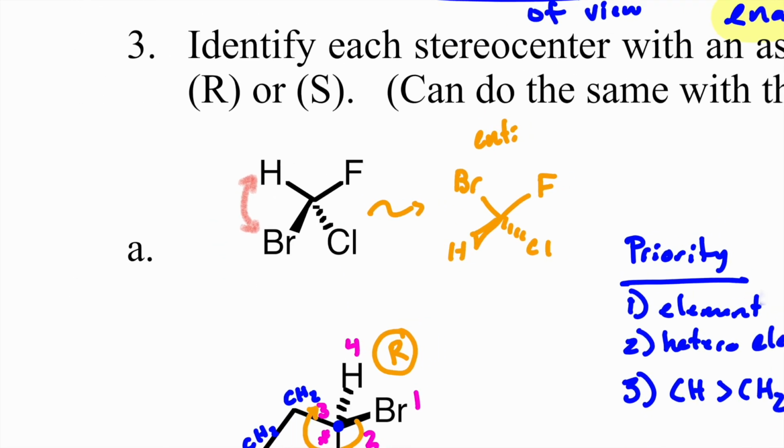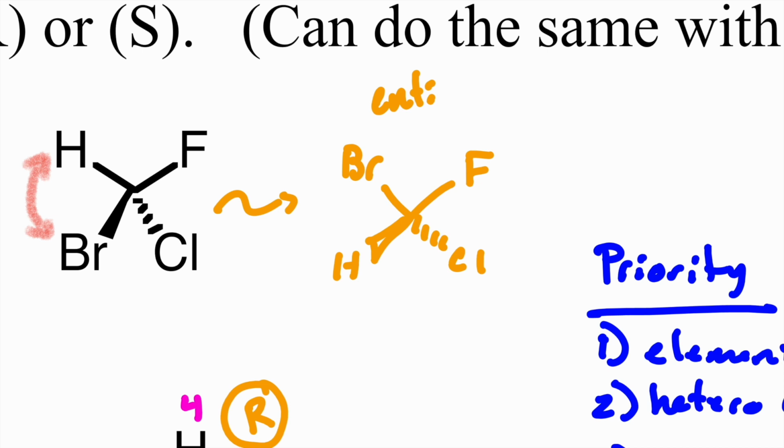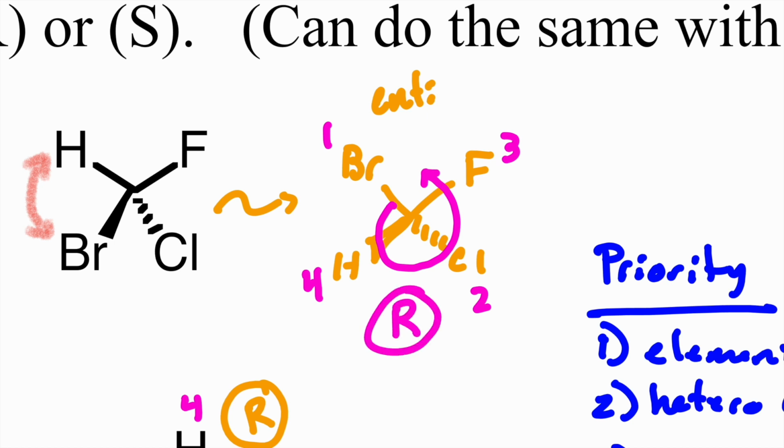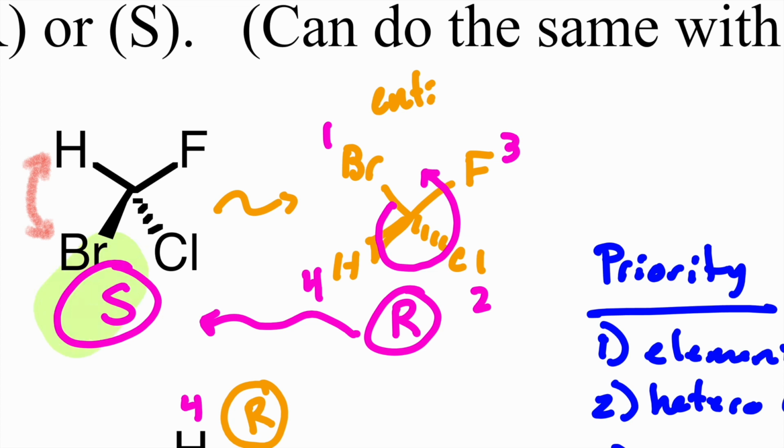Okay, so now if I assign this, and this was by far the hardest one, my H gets a 4. So now what are we doing here? Br has the highest atomic number, so 1, Cl has the next, that's 2, this is 3. So we draw from 1 to 2 to 3, we skip the 4, and I go like that. So this is a wedge, I'm going to the left. So normally left is S, this is a wedge, so this is an R. But because I flipped it, everything flips. So my actual compound, the one that matters, is an S.